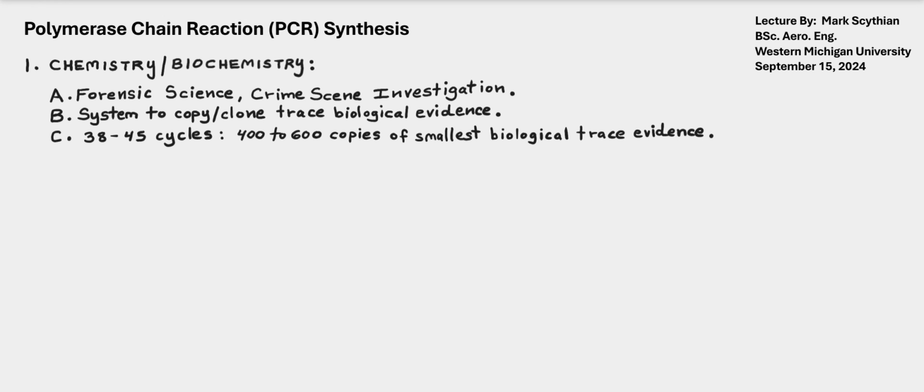And so when set at 38 to 45 cycles, there's a ratiometric 400 to 600 fold copy factor for the smallest biological trace evidence. And so usually when you have a very small amount of biological evidence, the testing process itself destroys it.